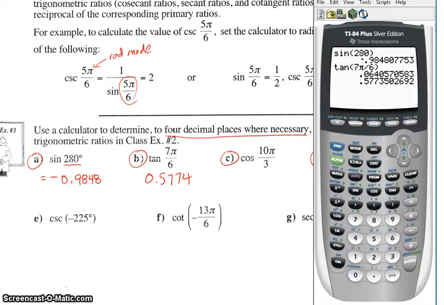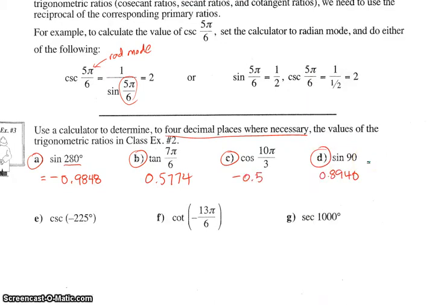Pause your video, please. Okay, did you guys get negative 0.5 for C and 0.8940 for D? Now, how many were thinking that you needed to change this back into degrees because 90, right? You think that should be degrees? Well, believe it or not, there was no degree symbol here and it wasn't a mistake. So therefore you would assume that this is radians if there's no degree symbol. So make sure you're in radians. And then just type in sine of 90.